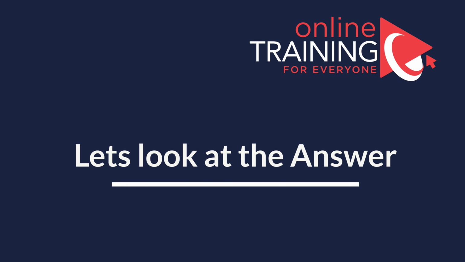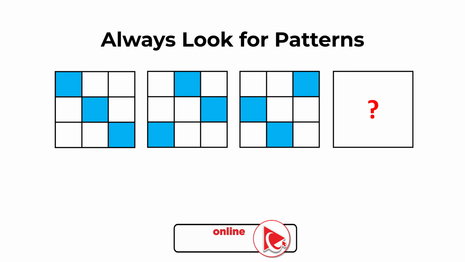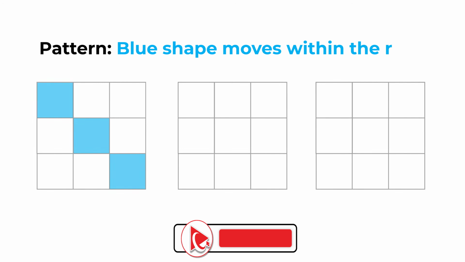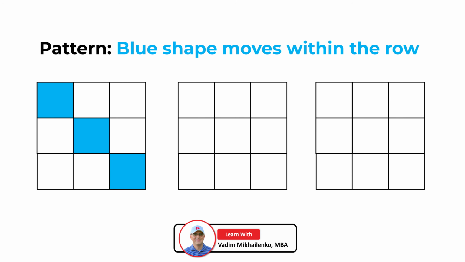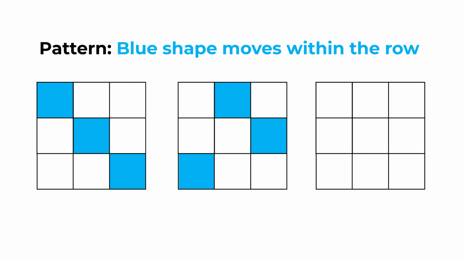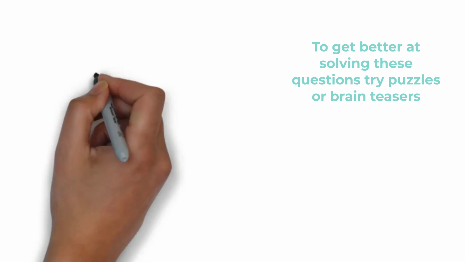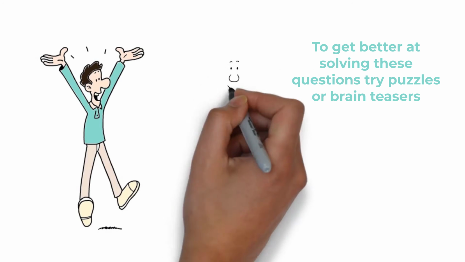As always, my advice to you, look for patterns. And determining the pattern is key to solving this particular problem. What you need to know to answer this question is that the blue shape moves within the row of the larger shape. In each row, the blue shape moves from left to right, one step at a time. And once the blue shape reaches the end of the row on the right, it reappears on the left. So the correct answer here is choice D. Hopefully you've nailed this question and now know how to answer similar problems on the test.